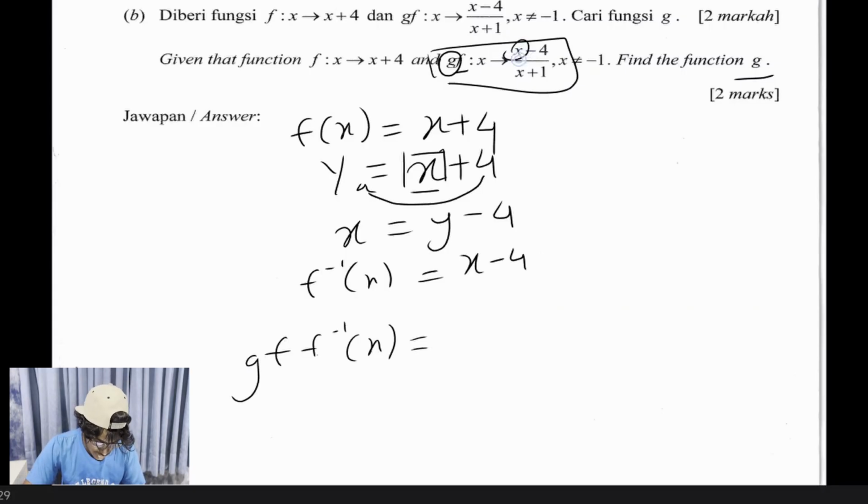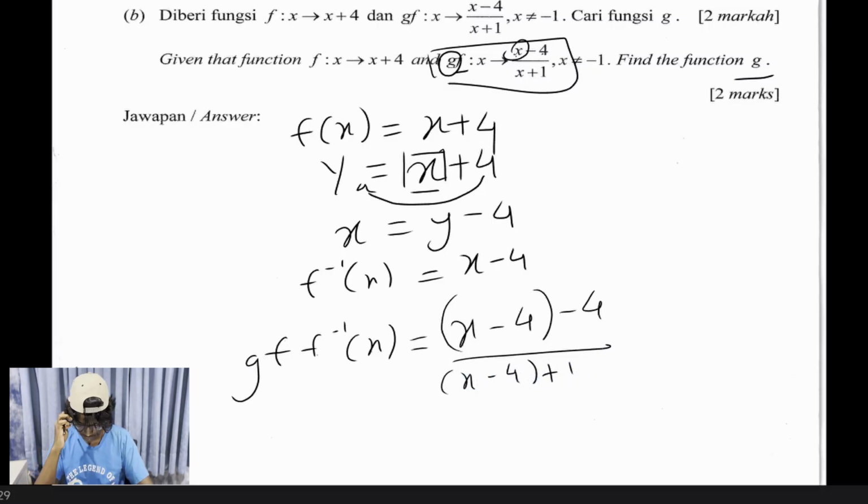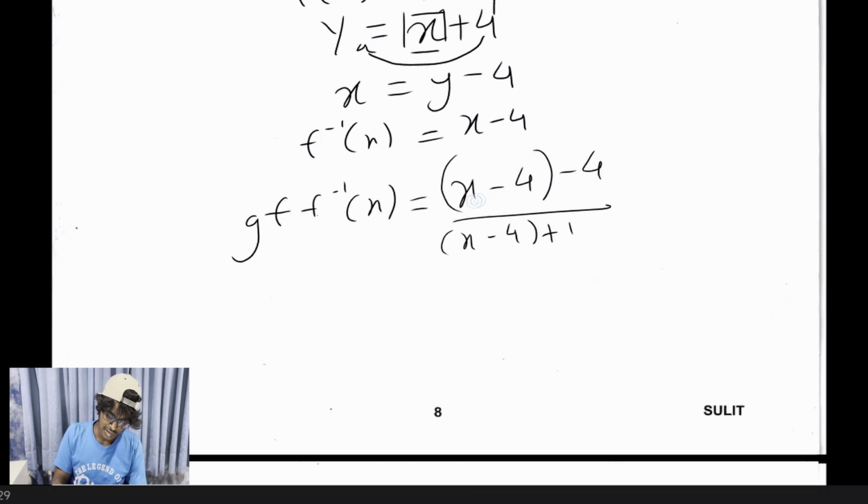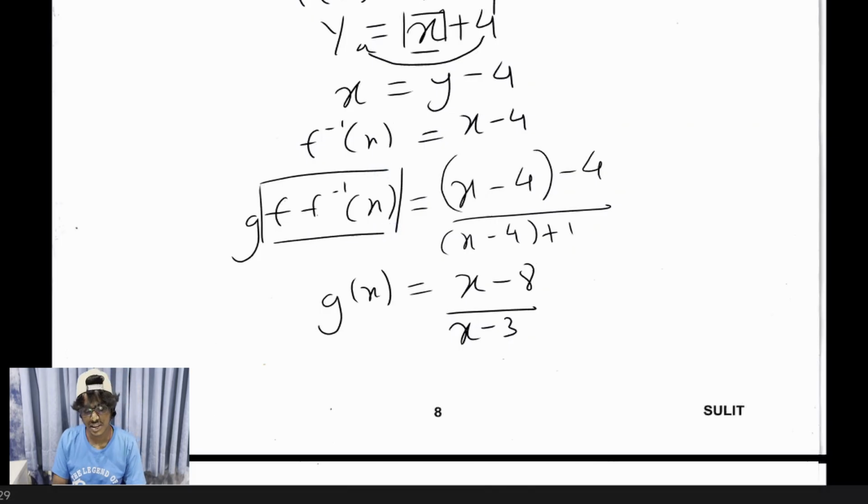So we write here (x minus 4) minus 4, divided by (x minus 4) plus 1. So x minus 4 minus 4 is x minus 8, and then x minus 4 plus 1, negative 4 plus 1 is negative 3. So x minus 3, and that's it. That is your g(x). Remember, this will cancel out each other and we can find g(x) like that.